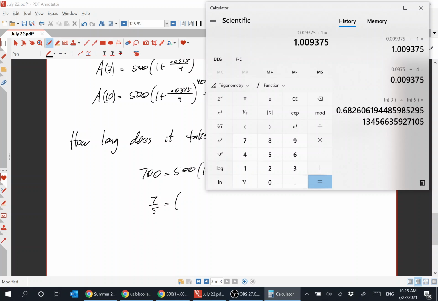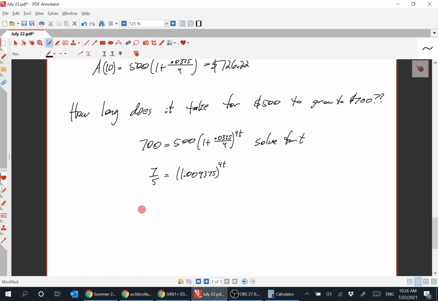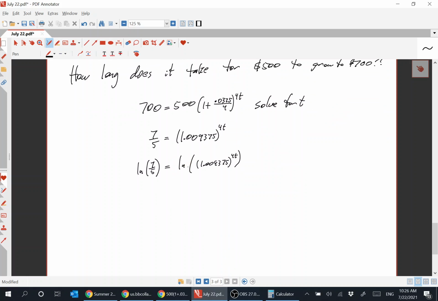So 1.009375 to the 4t. All right, so we take whichever log function of both sides that you'd like to use. And then that brings the exponent in this exponential expression out front. So natural log 7/5 is equal to 4t times natural log 1.009375. Doing the division, natural log 7/5 divided by 4 times natural log 1.009375. So that's the number of years.